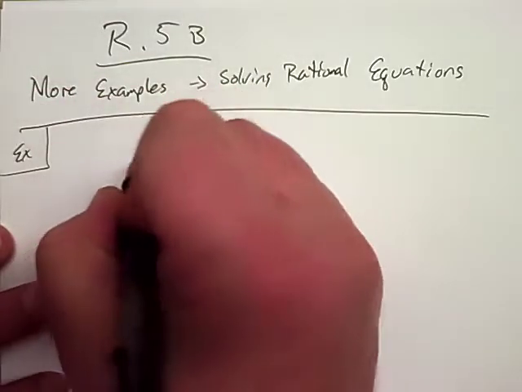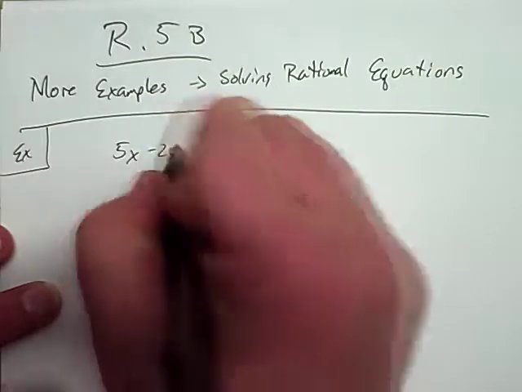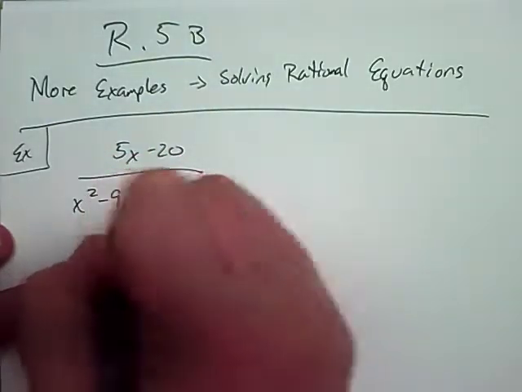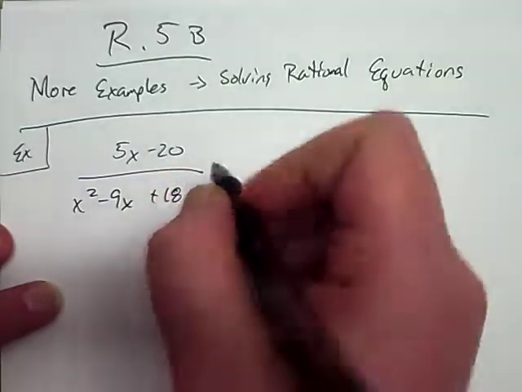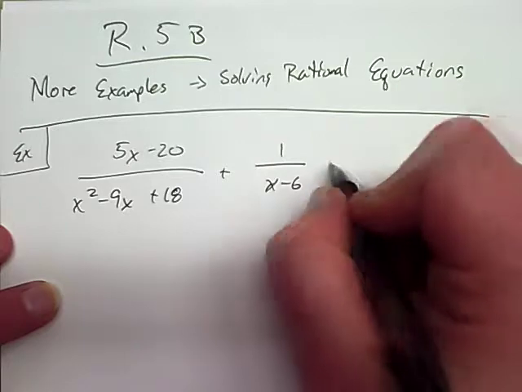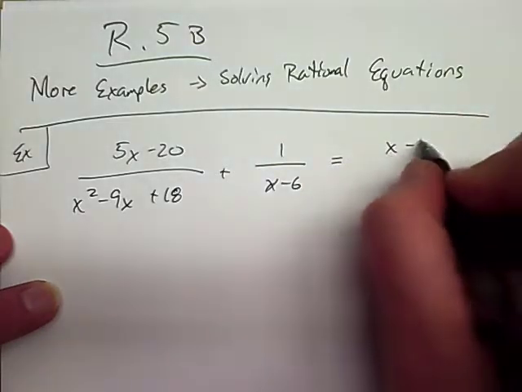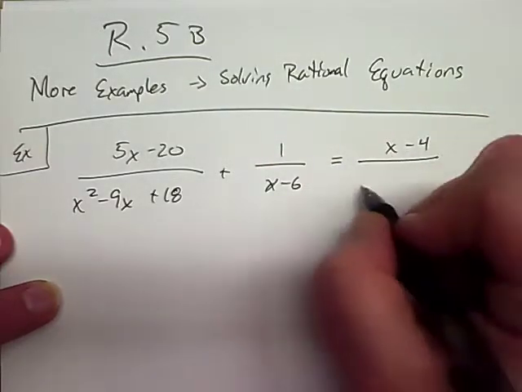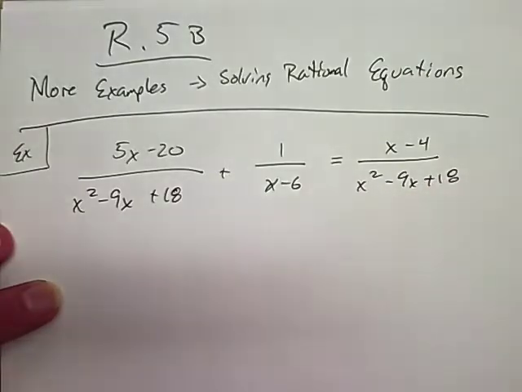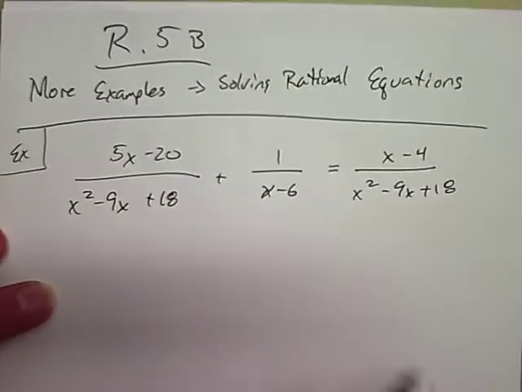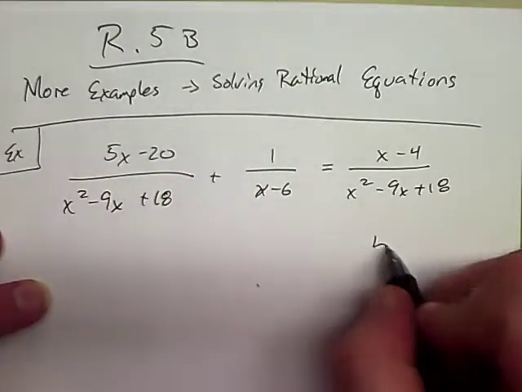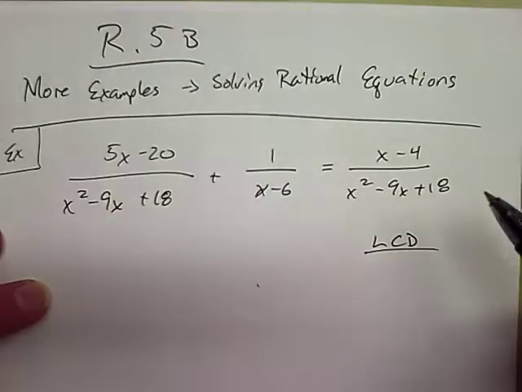Let's go: 5x minus 20 over x squared minus 9x plus 18, plus 1 over x minus 6, is x minus 4 over x squared minus 9x plus 18. All right, so this is the example. Let's try and figure out what our LCD is going to be.